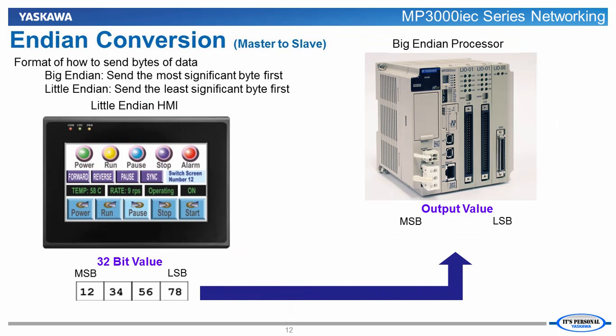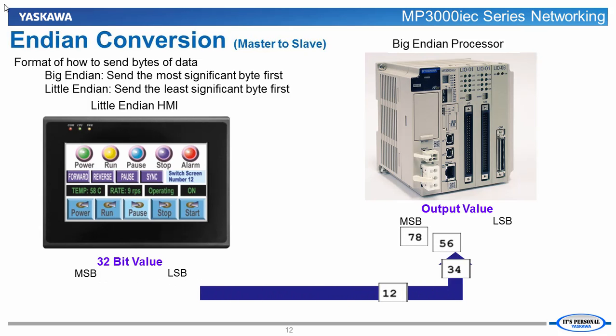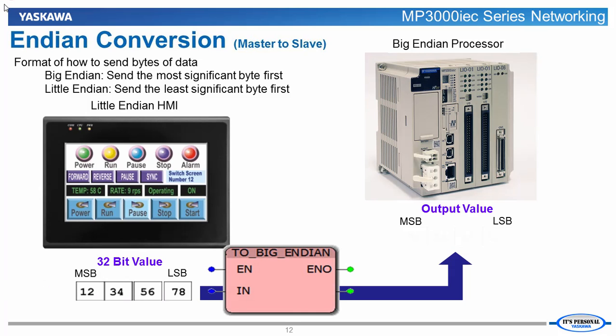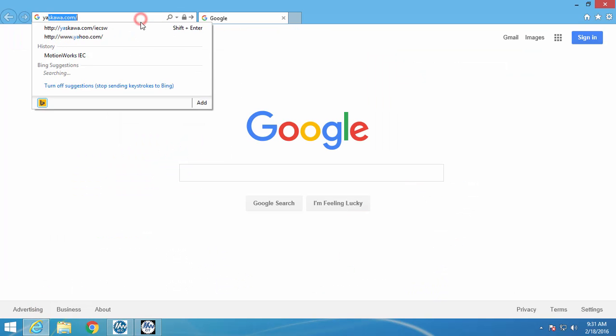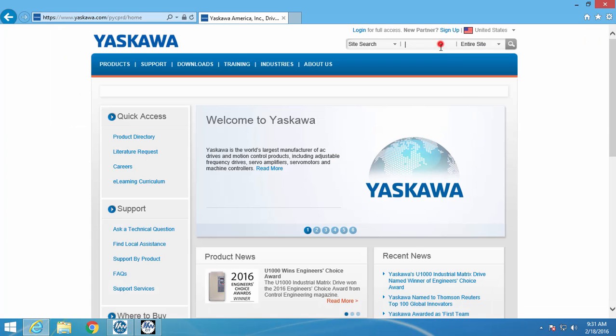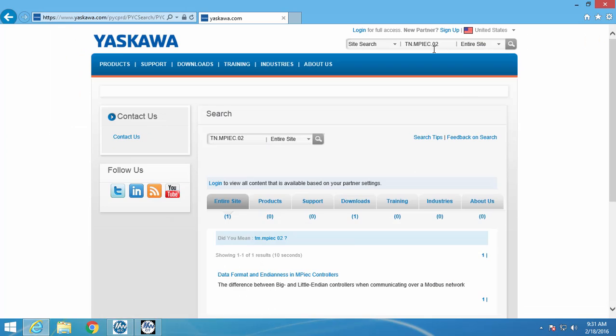The other new function block converts from little endian to big endian. So let's look at the diagram here. Let's say a little endian HMI sends 1, 2, 3, 4, 5, 6, 7, 8 to a big endian controller. Like before, with no conversion, the value will be shown incorrectly on the controller. But if the little to big endian function block is used, the motion controller gets the correct value. More information on endianness can be found on Yaskawa.com in the tn.mpic.02 app note.